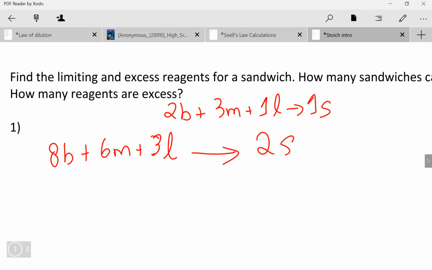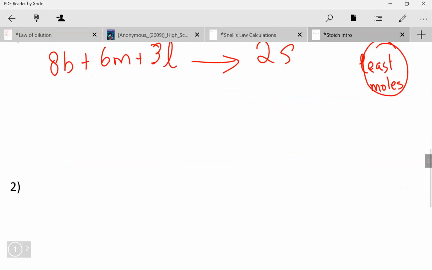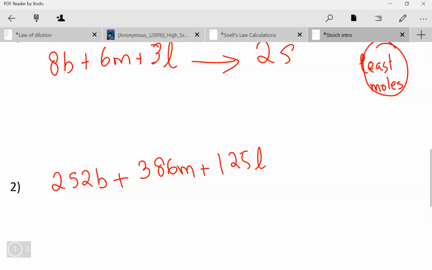And the way that we're going to do this is use the method of what is called least moles, and this involves multiple steps, so we are going to pay attention very carefully to all the steps that we're doing. Because for example, if I had a lot of bread, let's say 252 slices of bread plus 386 slices of meat plus 125 slices of lettuce, I'd like to figure out how many sandwiches I can make, right?